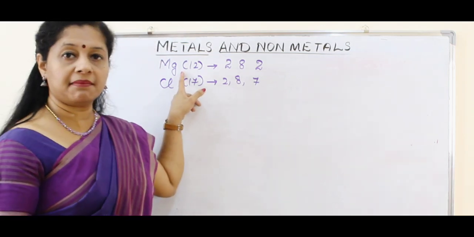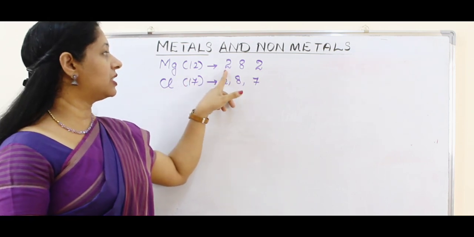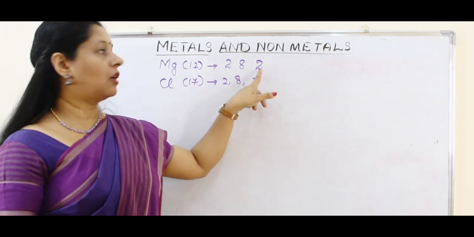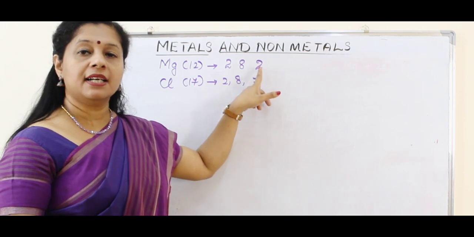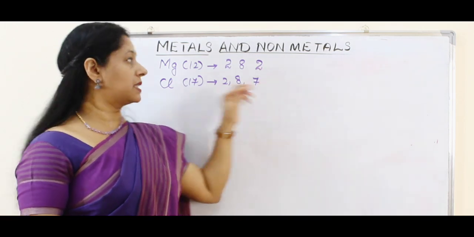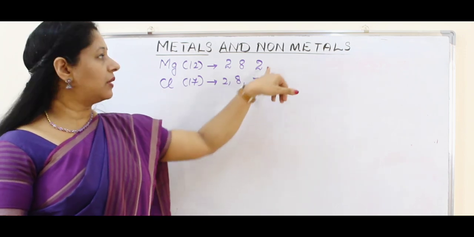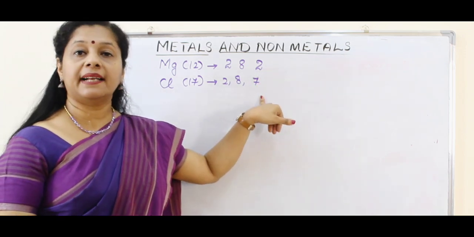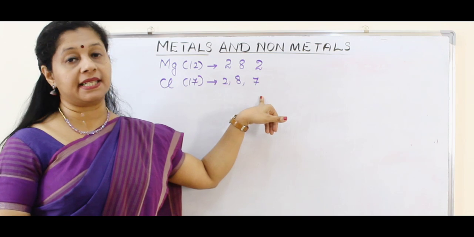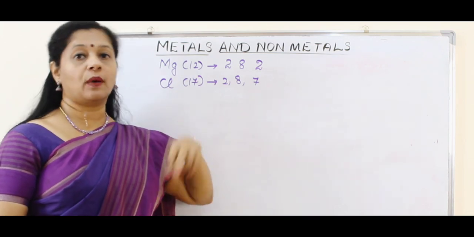Magnesium has atomic number 12. So the configuration is 2, 8, 2. Outermost shell 2 electrons are there. So it will lose those 2 electrons. Whereas chlorine is 17, just now we saw it needs 1. So here magnesium is giving 2, but can chlorine take 2? No, only 1 it needs. So 2 chlorine atoms can take 1 each.